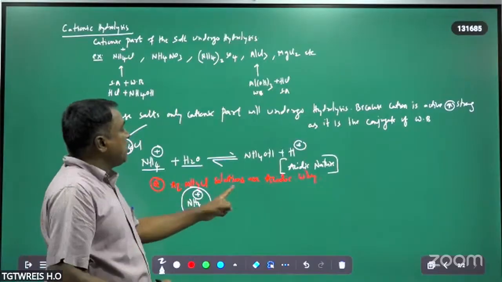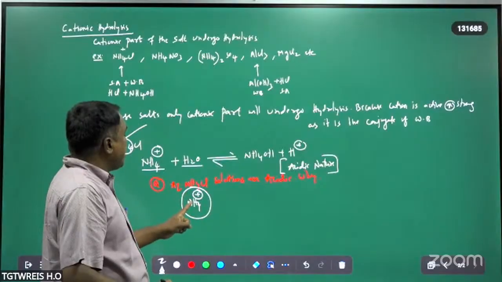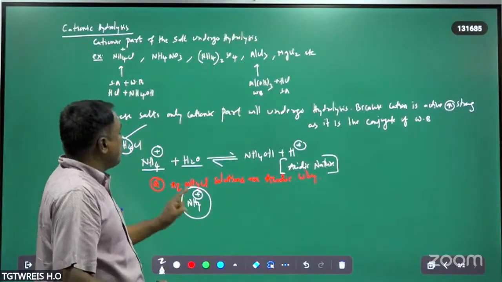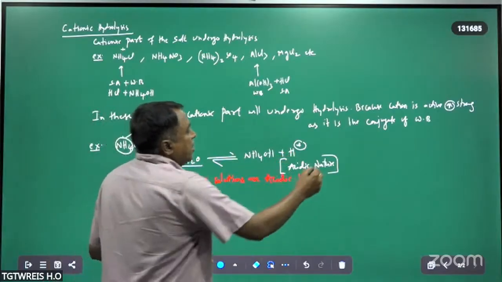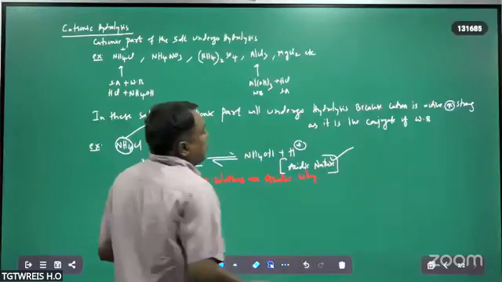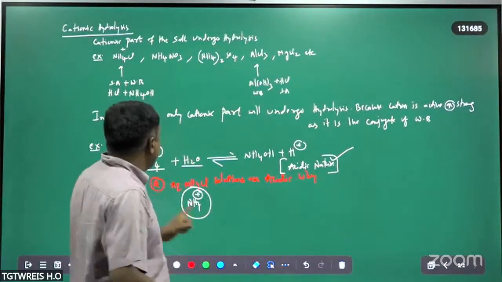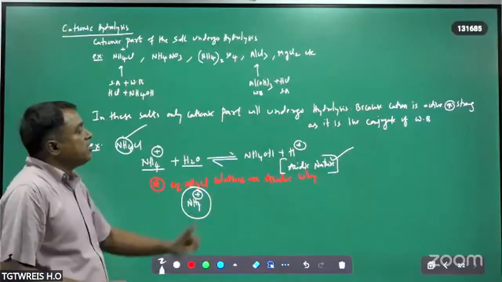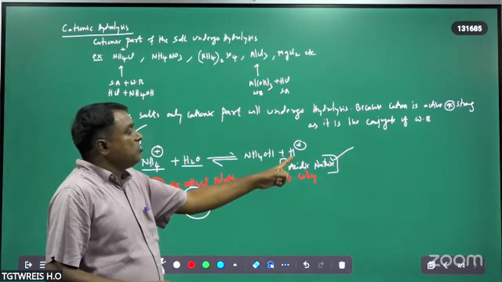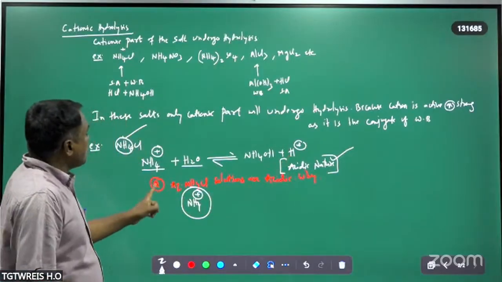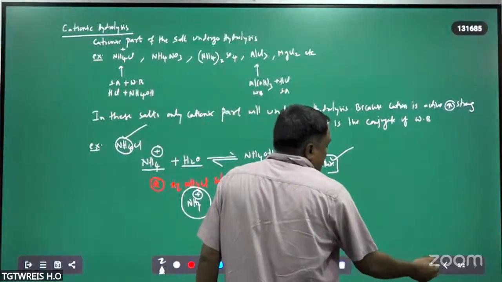Therefore, aqueous ammonium chloride solutions are acidic in nature because in aqueous ammonium chloride the cationic part is undergoing hydrolysis to form H+ in the solution. If H+ is forming in the solution, it means the solution is acidic in nature. So aqueous ammonium chloride solutions are acidic. Why? Because they will produce H+ ions in the solution. That's why their solutions are acidic in nature. So this is the cationic hydrolysis.